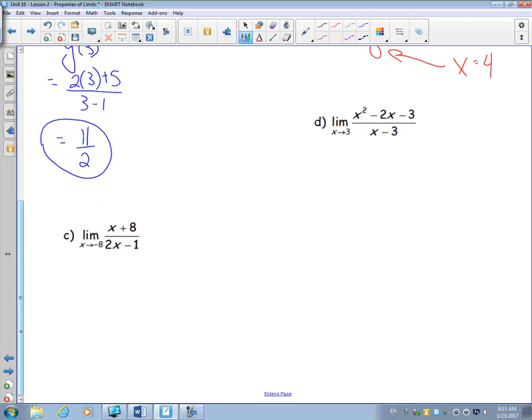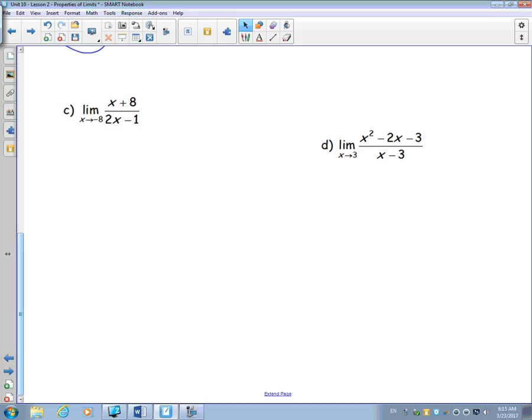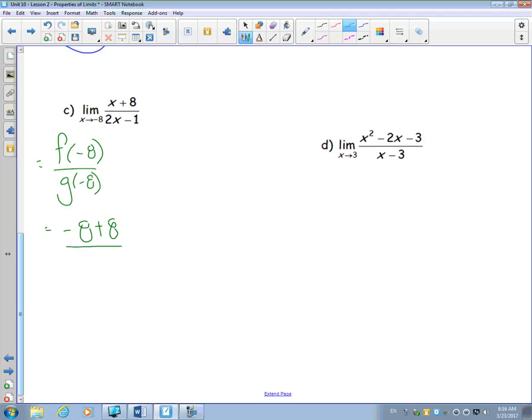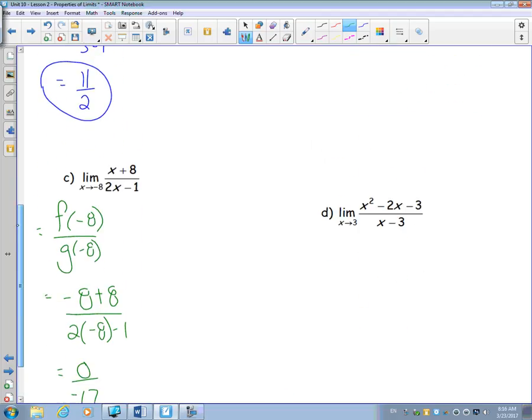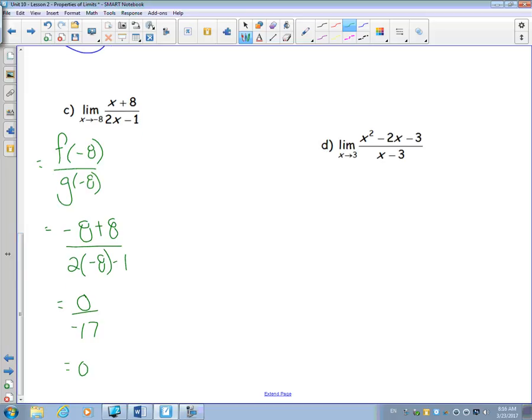Try the next one. Let's see what happens as we approach -8. So f at -8 over g at -8: -8 plus 8 over 2 times -8 minus 1. What do we get? We got 0 over -17. That comes out to 0. Can it come out to 0? Sure it can. That is totally different than the previous one. The previous one had a 0 on the bottom. That's an asymptote. 0 on the top is totally fine. It's a point, the point 0.